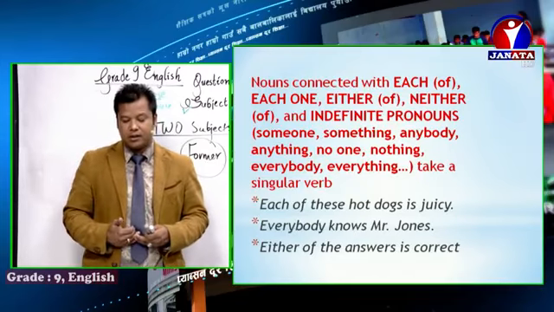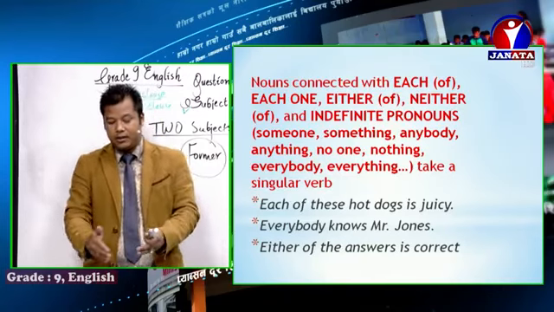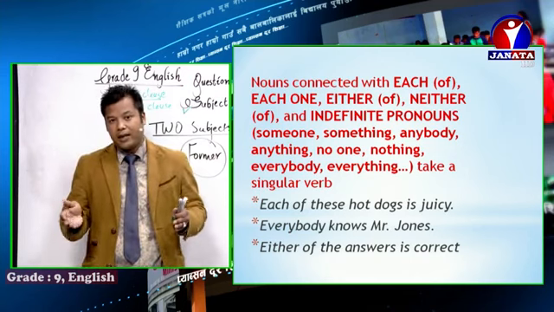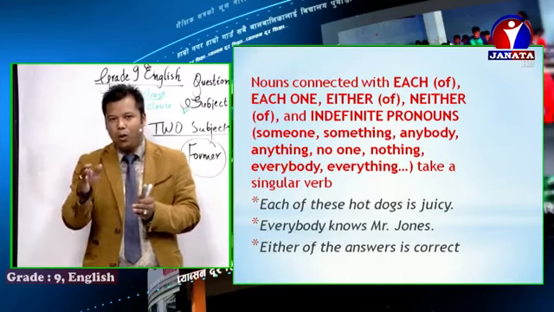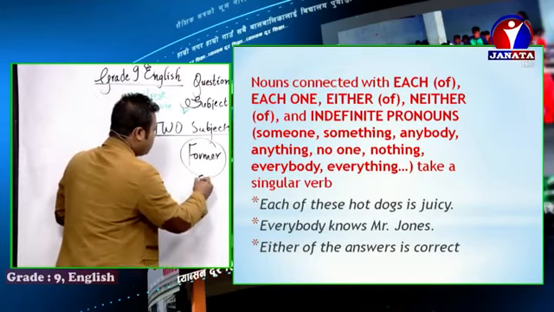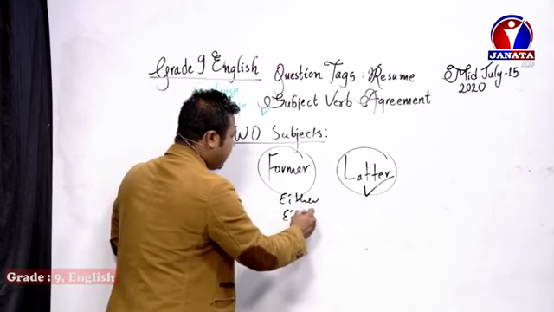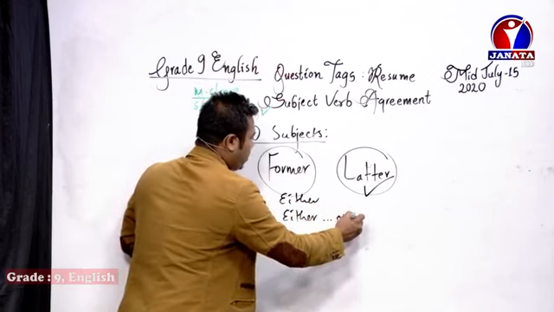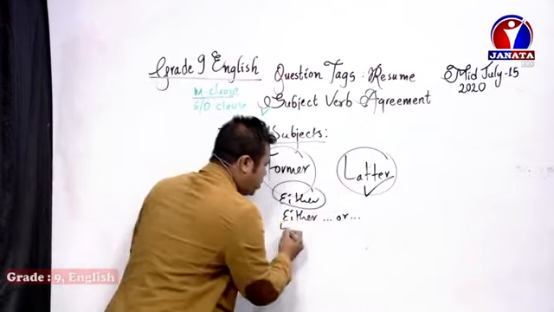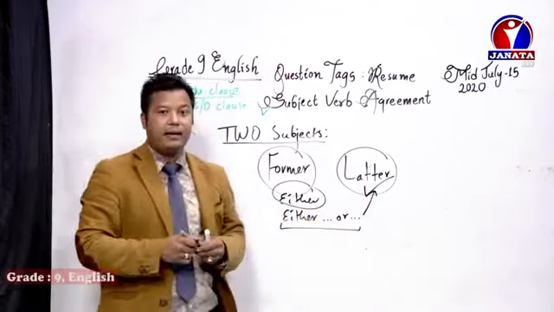Everybody knows Mr. Jones. Either of the answers is correct. See, answers, but still is correct because you're using either of the. But if you're using either the question or the answers, now there's a slight change. When you use the conjunction either, neither, or either with or, connecting two ideas, you always agree with the later subject.